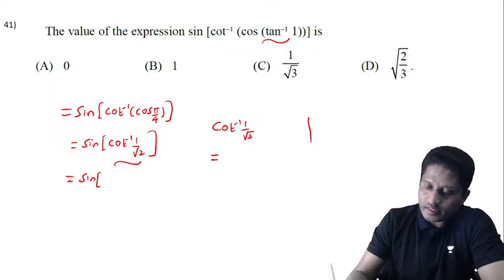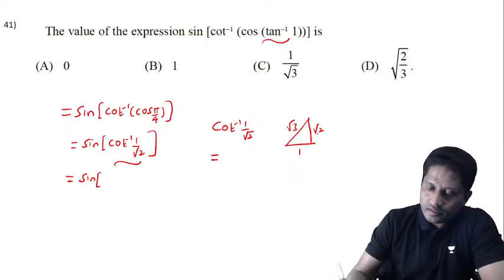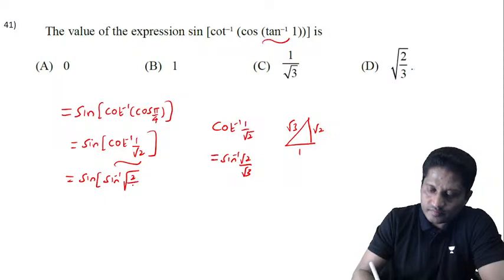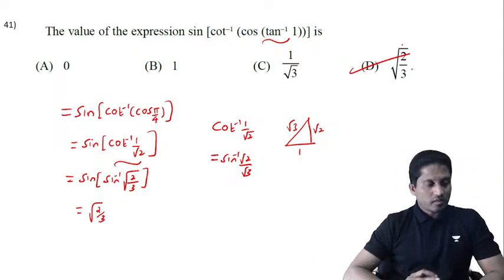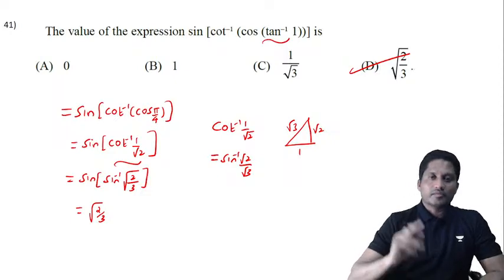Convert this to sine. Cot is adjacent by opposite, so the hypotenuse will be root 3. Sine is opposite by hypotenuse, you get root 2 by root 3. So this is sine inverse of root of 2 by 3. Sine of sine inverse of x is root of 2 by 3. Answer is option D. Alright, let's move to the next question.